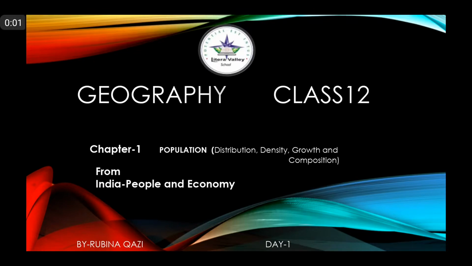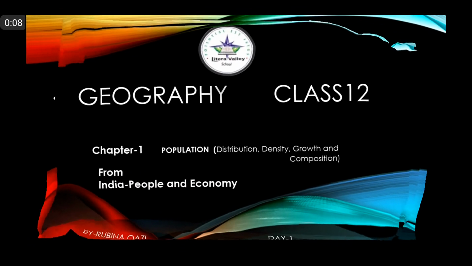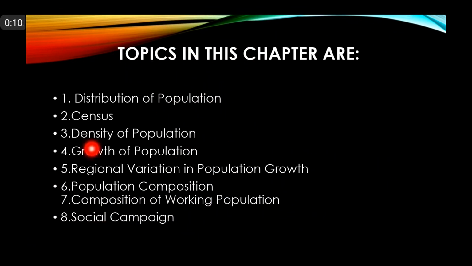Good morning, everyone. Today we'll take up the first chapter from India, People and Economy. In this chapter, the topics like distribution of population, census, density of population, growth of population, regional variation in population growth, population composition, composition of working population, and social campaign are all given here.